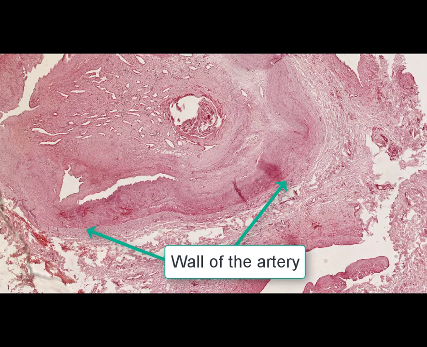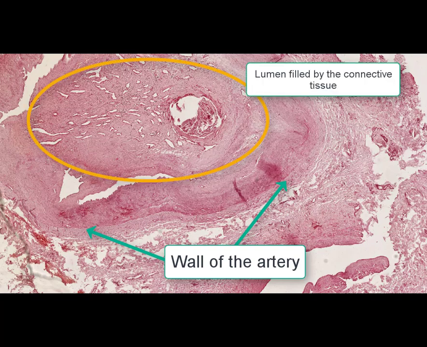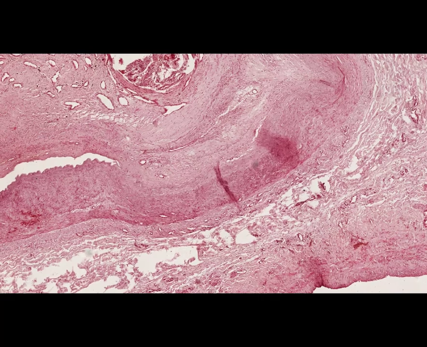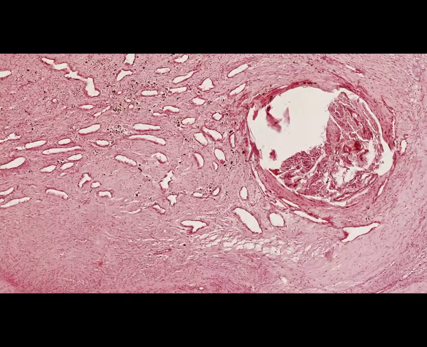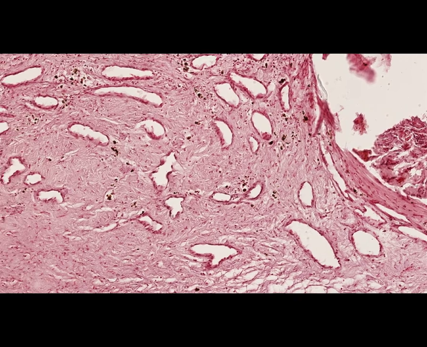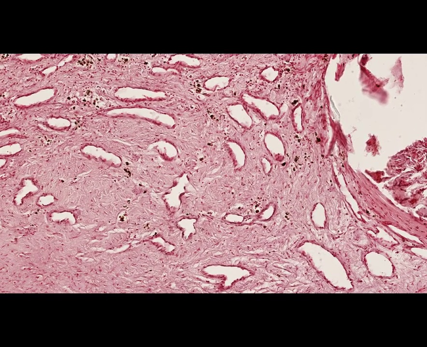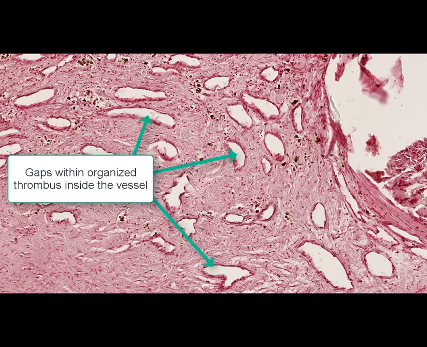On this slide, we can see wall of the vessel and its lumen, filled with fibrous connective tissue. This points to the organization. At high magnification, gaps in the lumen of organized thrombus can be seen, indicating the recanalization of the thrombus.